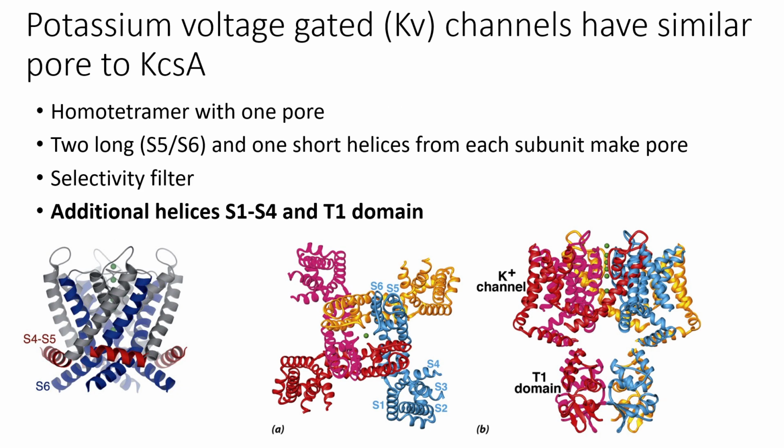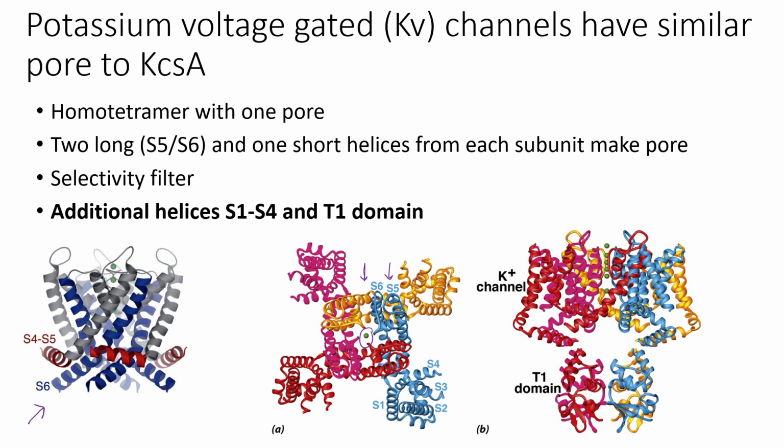So next, let's consider these potassium voltage-gated channels. These voltage-gated channels have a relatively similar pore to KcsA, which allows them to be very specific to potassium. Similar to KcsA, the whole voltage-gated potassium channel is a homotetramer, and it has one pore. It has 2 long helices, which are S5 and S6, which we can see in this diagram here, as well as over here. And then there are also short helices, which are the other numbers. All those helices together combine to make this pore, where we have our little potassium ion right in the middle.